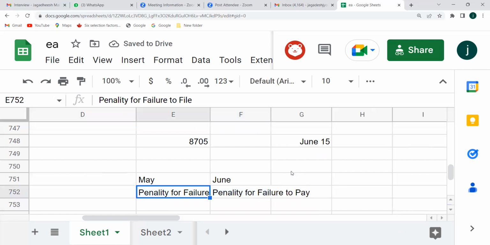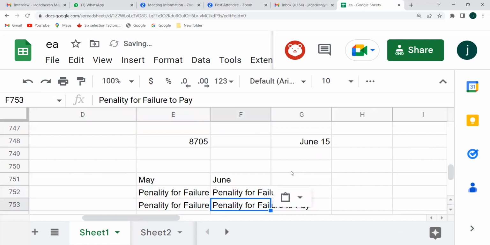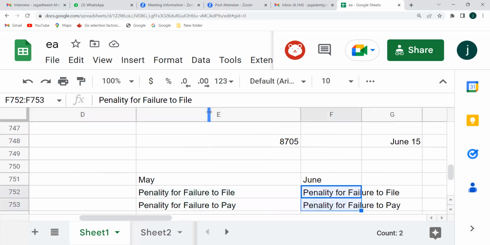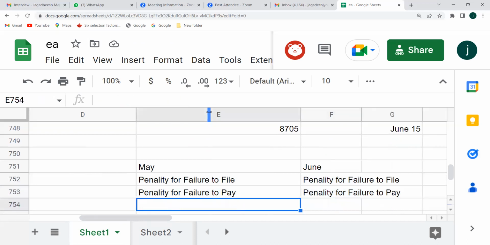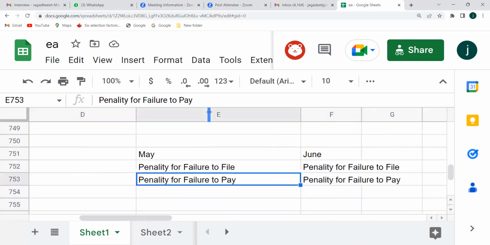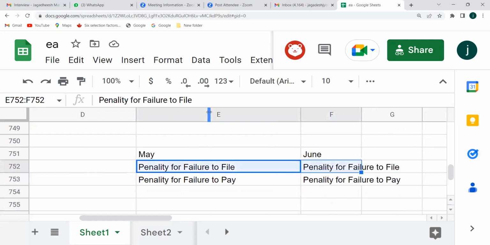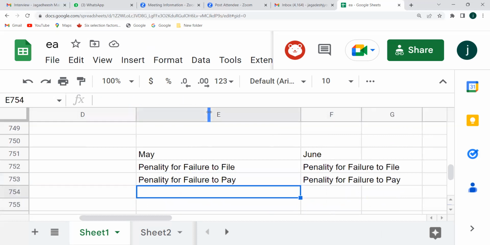So in May, you need to pay penalties for failure to file and penalties for failure to pay. And June also, you need to pay two aspects. So the government is giving some benefit for you in this case. The benefit is the failure to file amount can be reduced by the penalties for failure to pay.